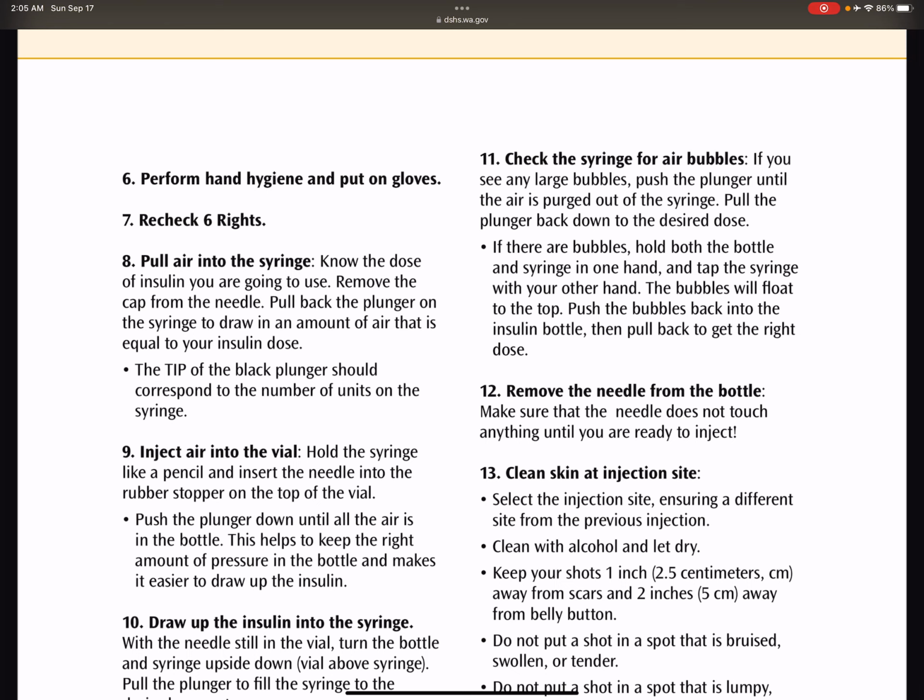With the needle still in the vial, turn the bottle and syringe upside down, so the vial is on top and the syringe is on the bottom. Then pull the plunger to fill the syringe to the desired amount. The next step is to check the syringe for air bubbles.